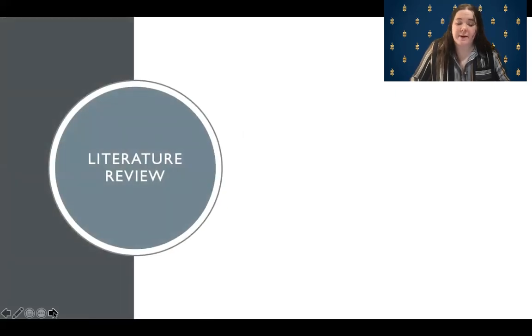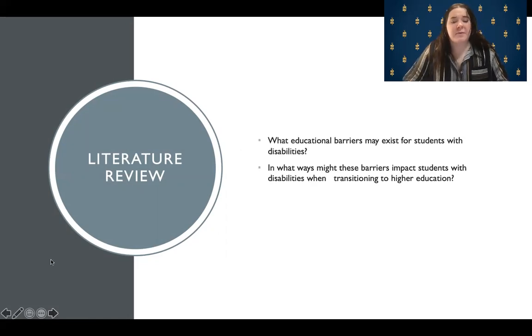So again, there are two parts to this research study. The first part is a literature review. And in the literature review, I looked at what educational barriers may exist for students with disabilities, and in what ways might these barriers impact students when transitioning into higher education.